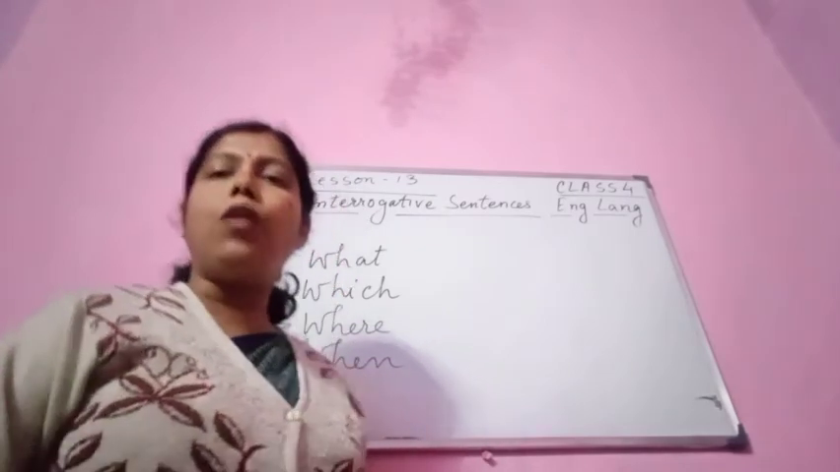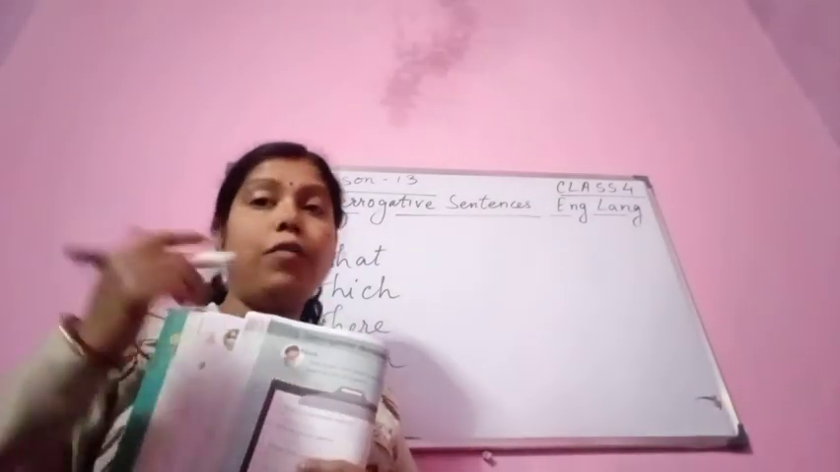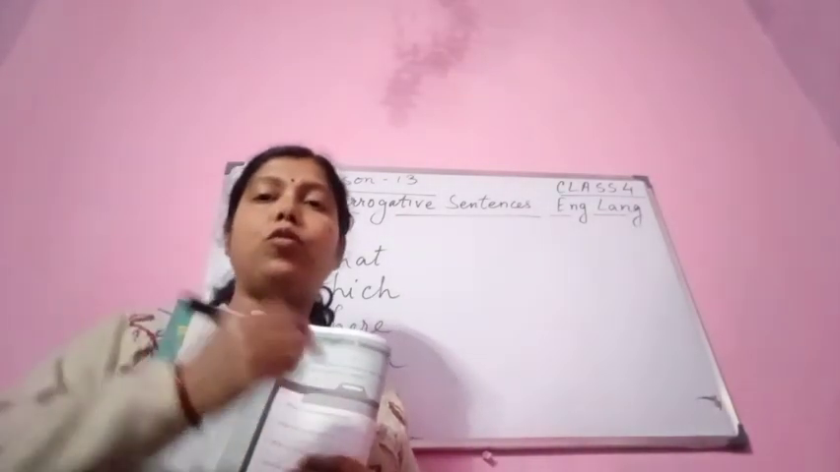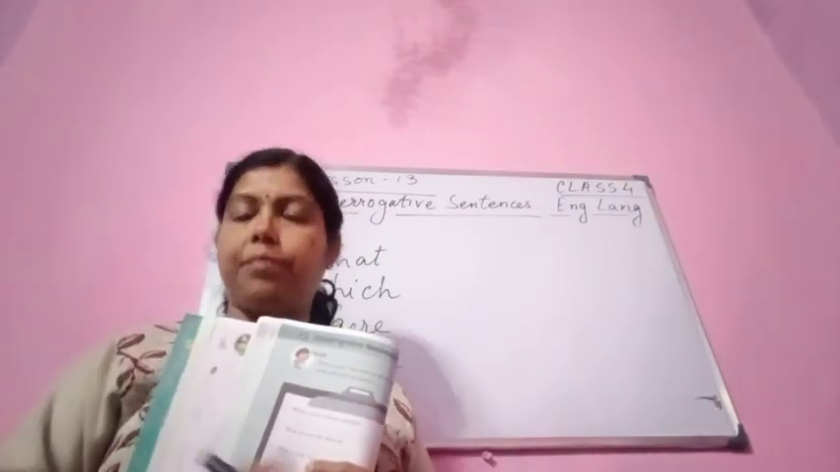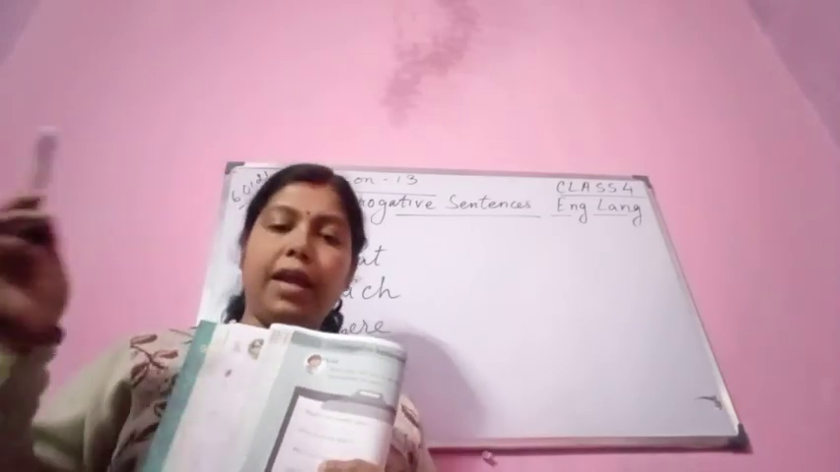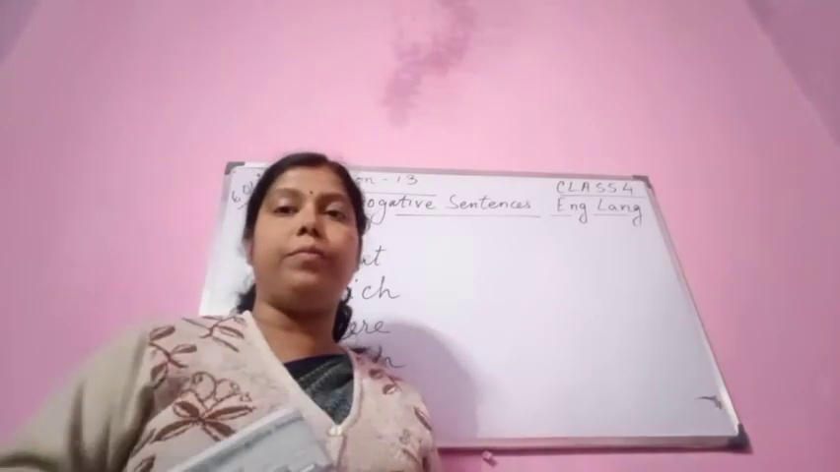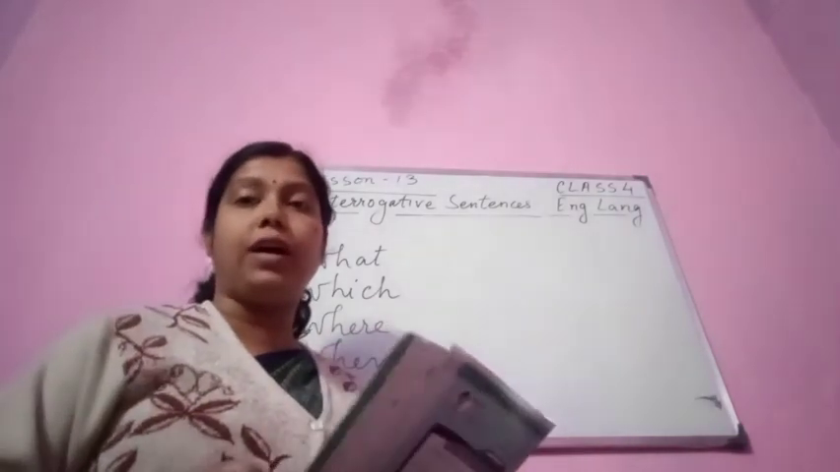Now, how do you identify a helping verb in a sentence? How will you come to know that this is a helping verb? With the help of some examples, I shall teach you. A helping verb always stands in front of a main verb.